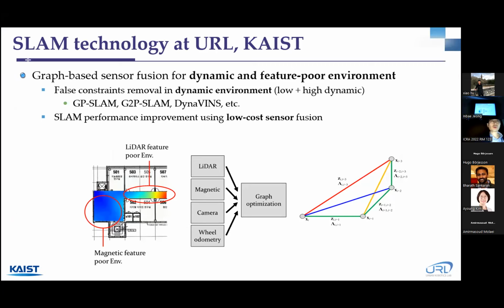Our lab focuses on developing SLAM technologies featured by the graph-based sensor fusion for dynamic and feature-poor environment. So to cope with dynamic environment, we can remove the false constraints by forming the GP SLAM or G2P SLAM, dynabins, which will be introduced later. And we can improve the SLAM performance by using the local sensor fusion technologies.